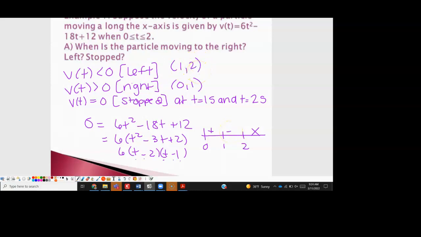Okay, after careful consideration, your justification would be: because the velocity is less than 0 from 1 to 2, the particle is moving left. Because the velocity is greater than 0 from 0 to 1, the particle is moving to the right. The particle is stopped at 1 and 2 because velocity is equal to 0.